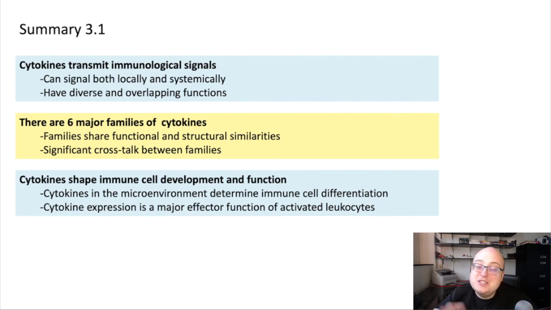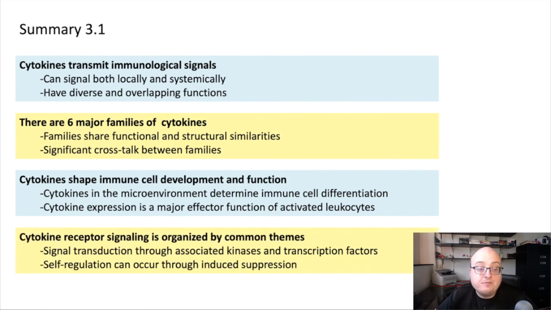But despite which family we're talking about, cytokines work together to shape the development, the differentiation, and the function of all of the different immune cells that we've discussed in the course. So the microenvironment where a naive T cell or other unactivated leukocyte finds itself when it becomes activated is going to determine if it differentiates and which type of cell it differentiates into. And the cytokines that the activated cell expresses are going to influence its effector function.